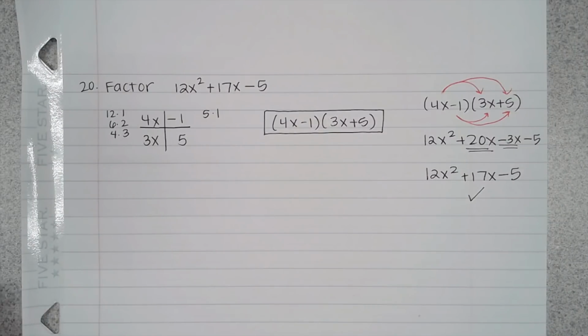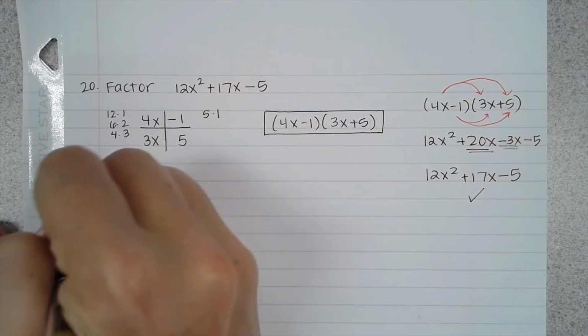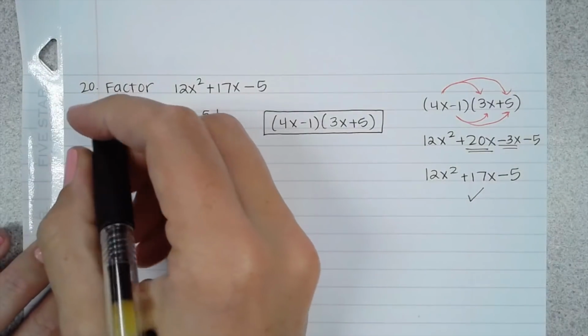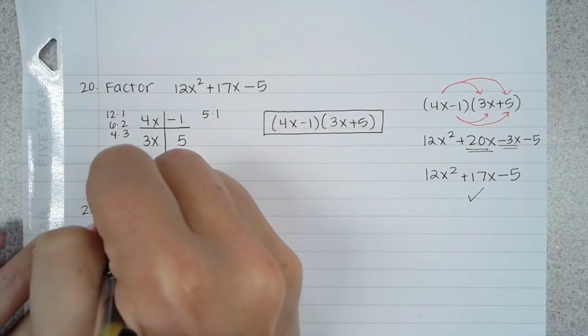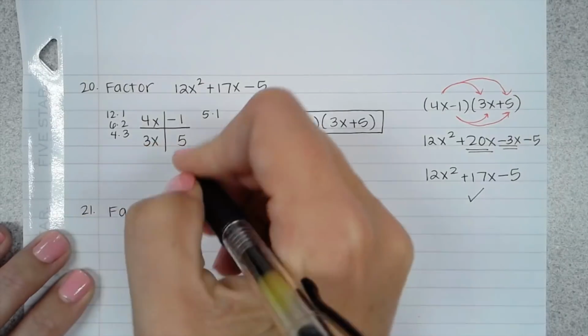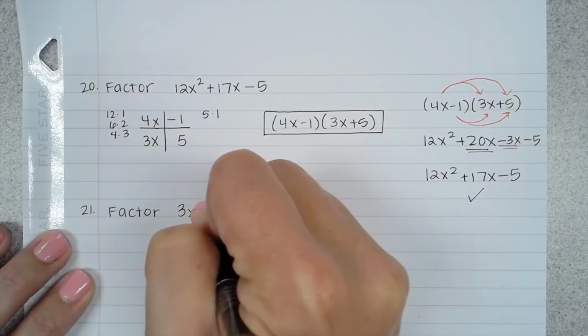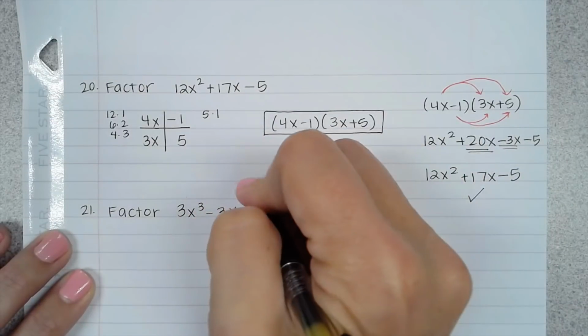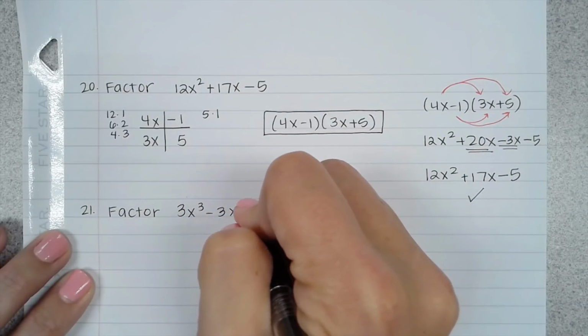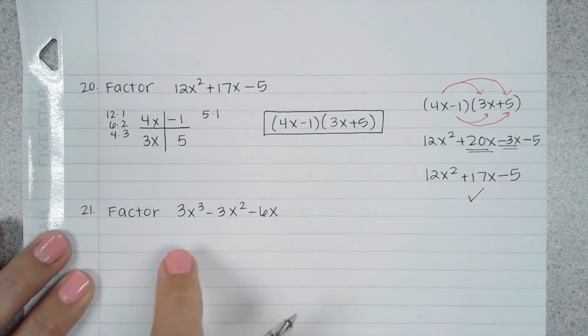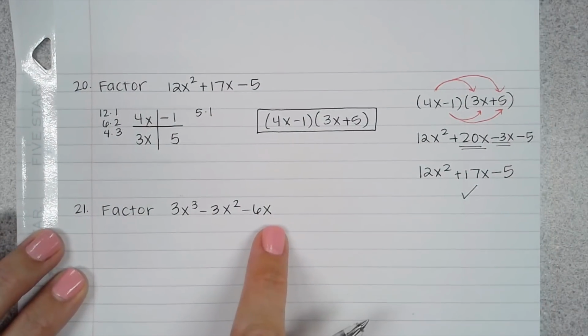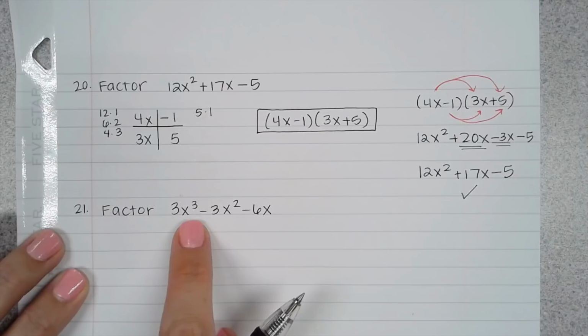So in question 21, it also asks me to factor. Question 21 says that I'm going to factor this expression: 3x to the third minus 3x to the second minus 6x. So one of the things that you might notice right away about this is that it's to the third power, and so that means that there's something about it that I need to change before I can do my work for the question.